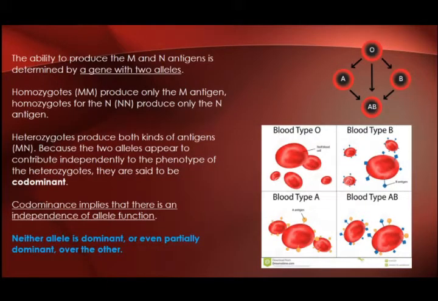The ability to produce the M and N antigens is determined by two alleles of a gene. Big M produces only the M antigen. Homozygotes for N will produce only the N antigen, but heterozygotes produce both M and N. So M and N will create two proteins at the same time. Neither is suppressed. They are said to be codominant because the two alleles appear to contribute independently to the phenotype. Codominance implies an independence of allele function, meaning that one can function without the other or despite the other. Neither is dominant, neither is recessive towards the other.